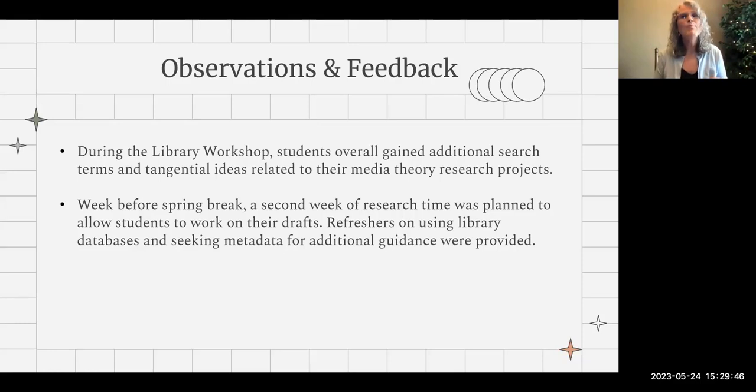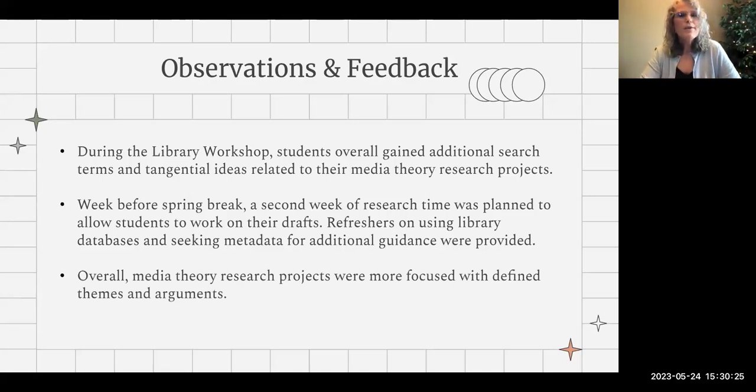But what I did is I provided some refreshers. For the first 15 minutes of each class, we went back over the library databases. I said, I know that Professor Thompson has shared this with you all, but we're going to do a refresher. And then on the second day of that week before spring break, on that Thursday, we did another refresher on metadata, and I noticed they were like, oh yeah, that's right. That's the part I'm really needing. And I said, well, that's good. So that additional guidance, I think, was really helpful for them.